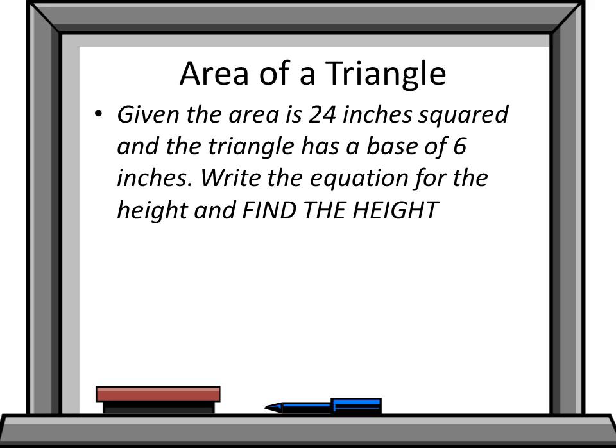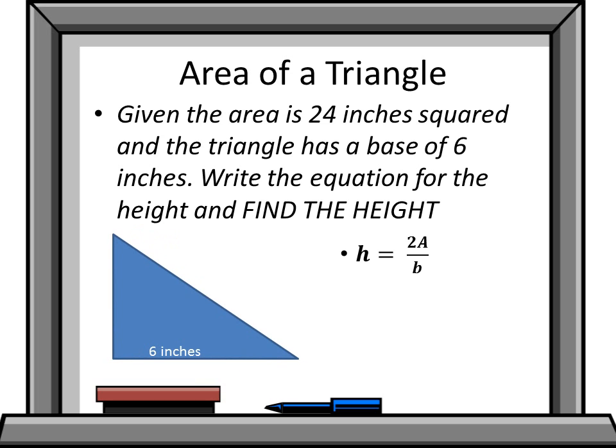Going back to our original problem, I'm going to find the height given my information, but now using my height formula, h equaling 2a over b. Let's plug in what we know. So I have 2 times 24 divided by 6, which gives me 8 inches, which is what we solved for before.